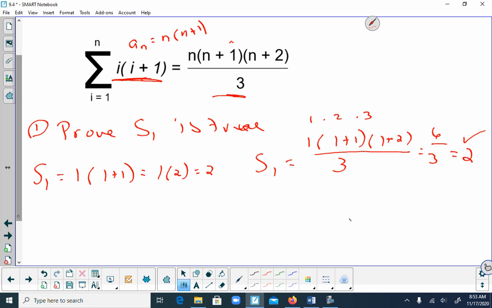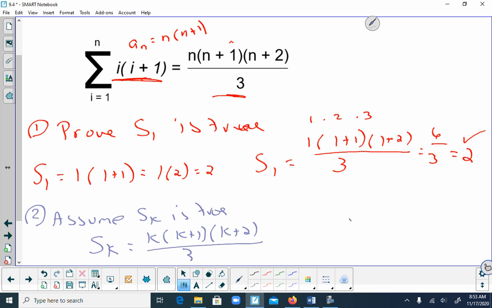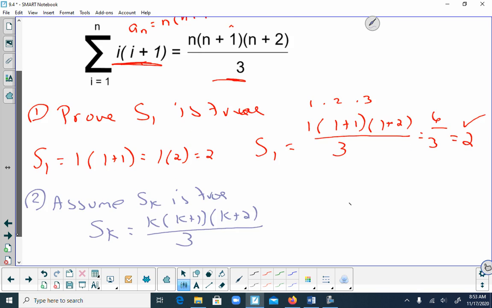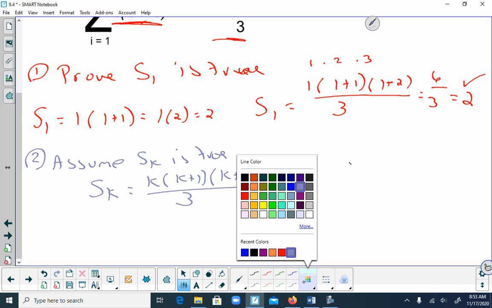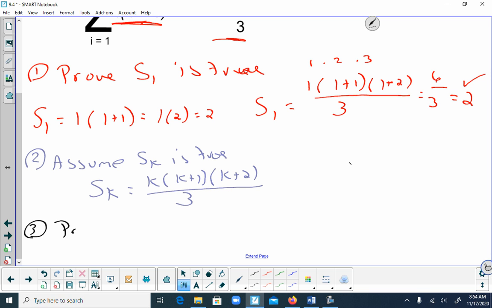The next thing I'm going to do is assume that S of k is true. So I'm going to assume that S of k is equal to k times k plus 1, k plus 2 over 3. I'm going to assume that that is true. And then the third thing that I'm going to do is prove that the sum of the next term is equal to the sum of the first, this is one term, plus the next term.